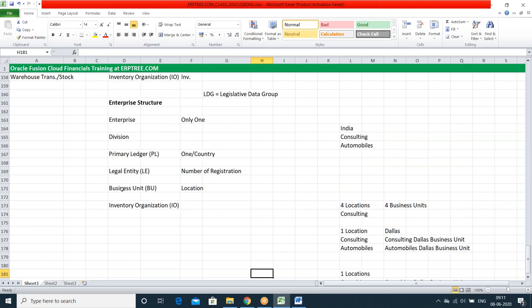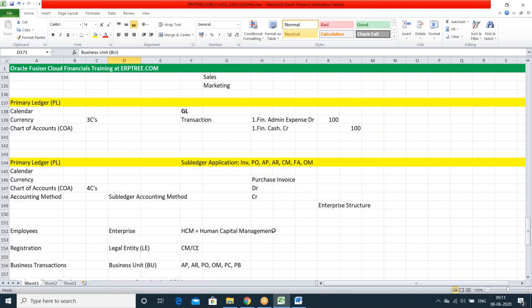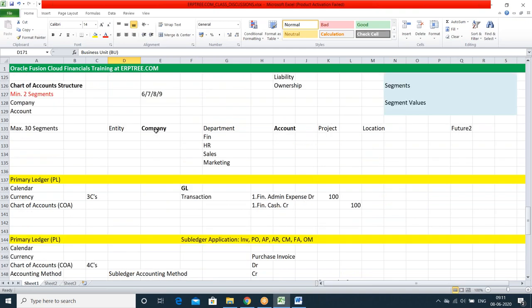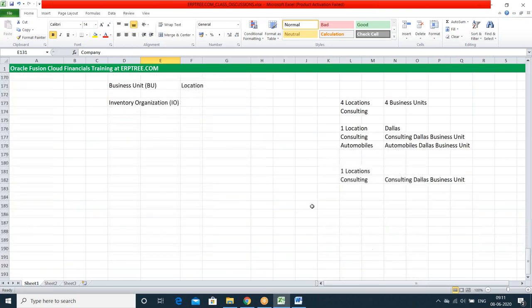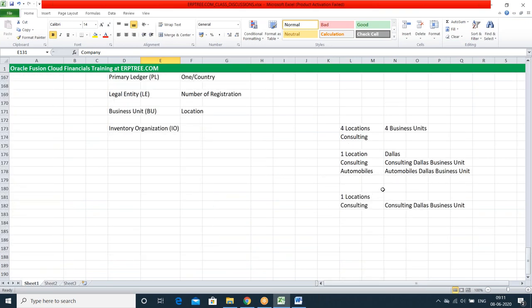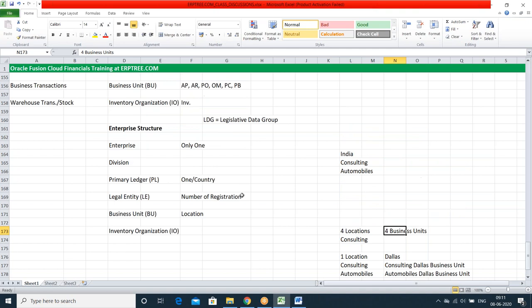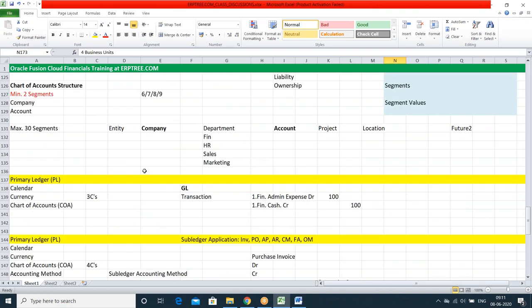And based on the business units only, you can decide how many companies you require in your chart of accounts. That's a very important point. How many companies you require in the chart of accounts always depends on business units. So if you are operating the business in four locations, that means four business units, and those four business units will be taken as four companies in your chart of accounts. That mapping we have to do. The number of business units should be equal to the number of companies.